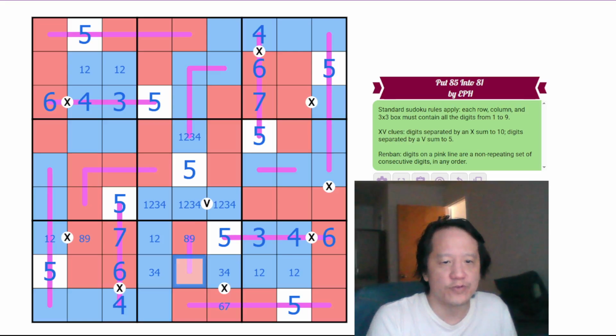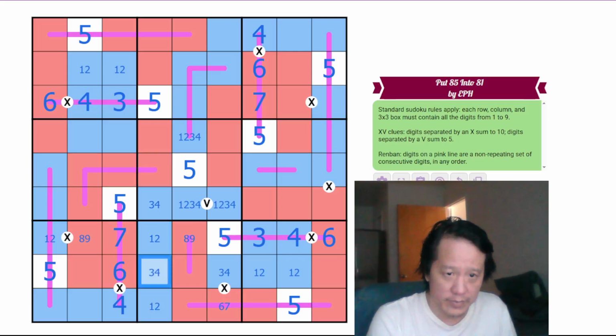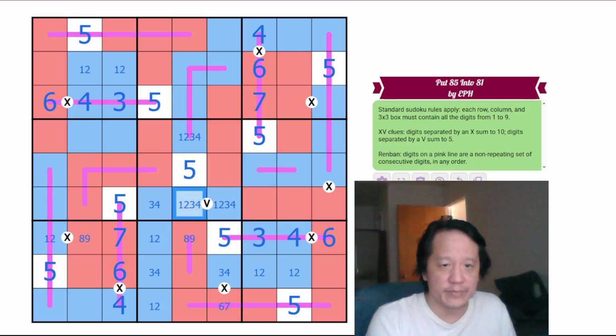The 3, 4 pair here eliminates 3, 4 in the rest of the box. That's 1, 2. That 1, 2 pair eliminates 1 and 2 in the rest of the column. So, and these add up to 5. Therefore, these other ones must also add up to 5. So since this is 3 or 4, that's 1 or 2. This must be 1 or 2 here because that's the only digit remaining.